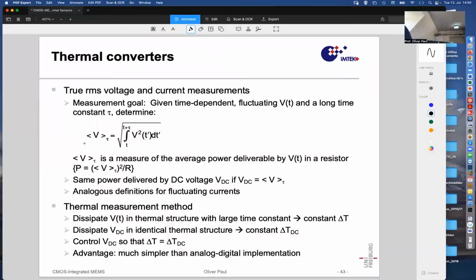So what is a thermal converter? We'll find thermal converters in measurement devices for AC signals of potentially unknown frequency, or even superpositions of signals of unknown frequencies. So not the DC signal that you measure as the voltage of a battery to see why your toothbrush doesn't work anymore.